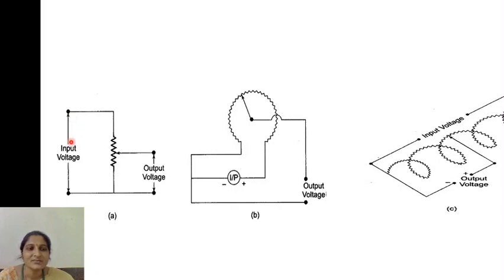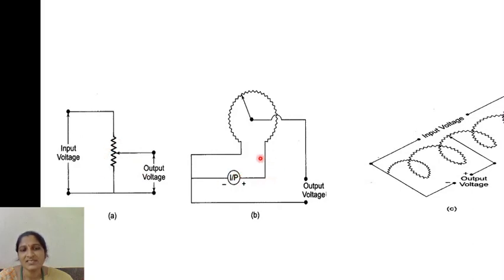This is the input supply which we give to the two terminals of this resistance, and this is the variable terminal, that is the sliding contact. This sliding contact is called the wiper, which moves either up or down, and between these two terminals you can get the output voltage. The motion of this wiper is translatory, so this is called a translational resistive potentiometer.